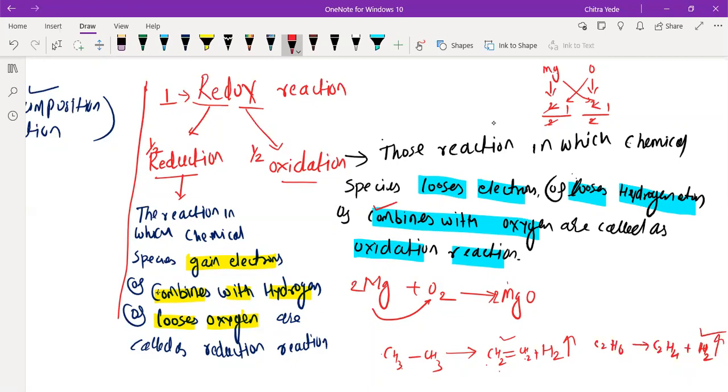Yes, sir. Okay, now if we discuss the reduction reaction. Reduction reaction. Reduction means loss of oxygen or gain of hydrogen or gain of electron takes place, then there is a reduction reaction.